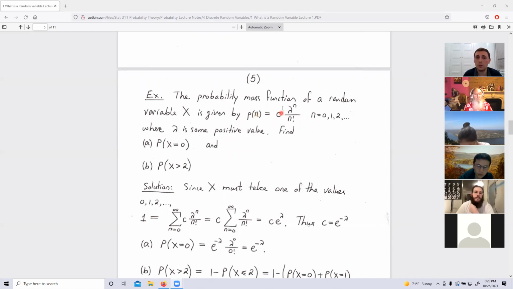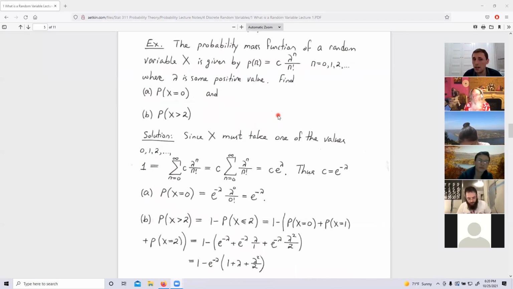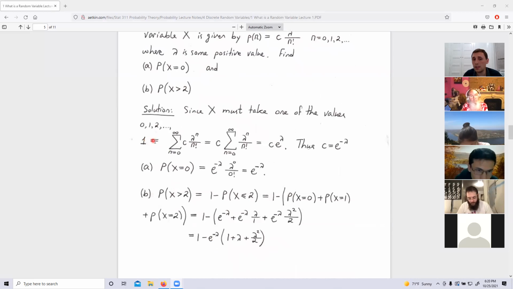C is a constant that I don't know, and I want to calculate the probability that x is 0. Before I can calculate it, I need to find out what C is. What do I know? I know that the summation of all the probabilities has to give me 1. So the summation gives me 1.